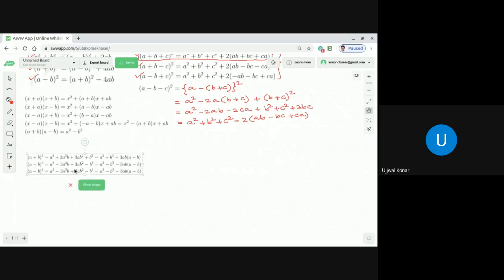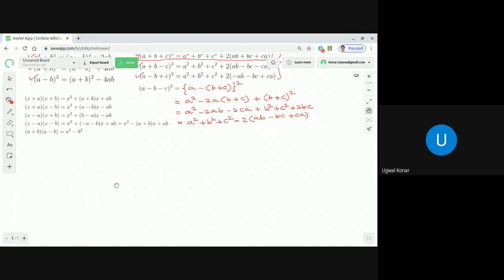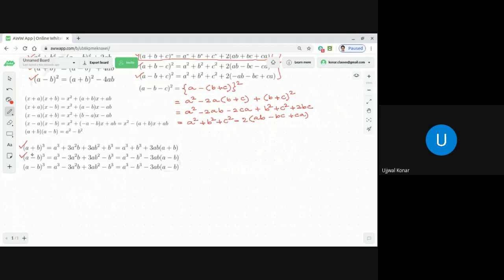And here is the formula for (a plus b) whole cube. As you see, dear students, it is a cube plus 3a square b plus 3ab square plus b cube. That we can write also as a cube plus b cube plus 3ab common, and then (a plus b). Similarly, (a minus b) whole cube is equal to a cube minus 3a square b plus 3ab square minus b cube.